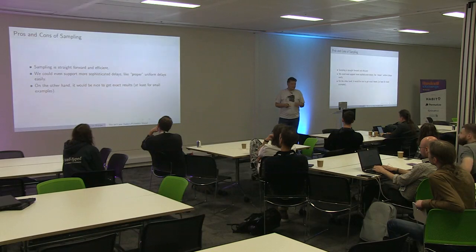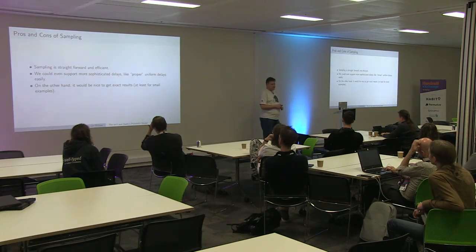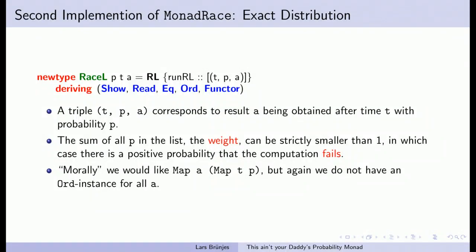But of course, at least for small examples, it would also be nice to get exact results, same as we did for our Monty Hall and our dice. So I give a second implementation with exact results, and it's very similar to the list implementation of the standard probability monad. Only now I have triples. So before I had pairs A, comma P, result A with probability P. Now I have triples where the time component is there.